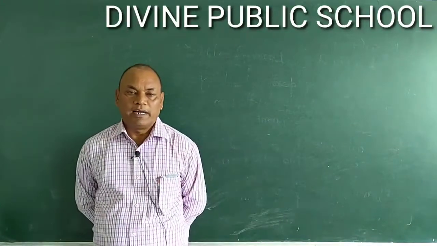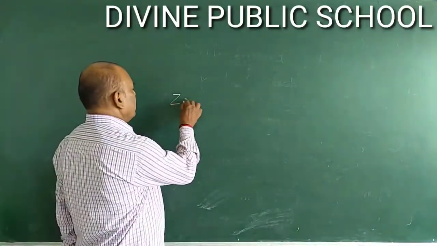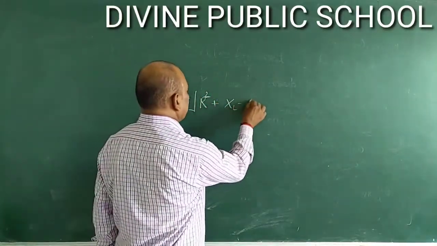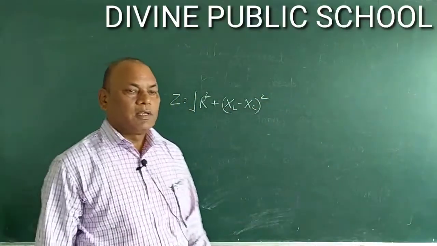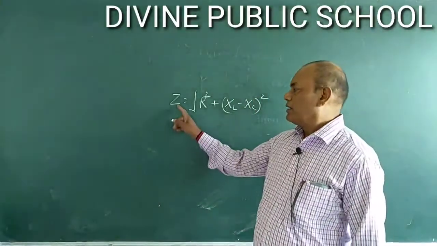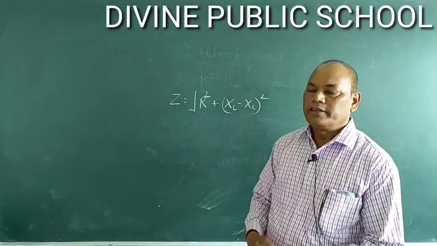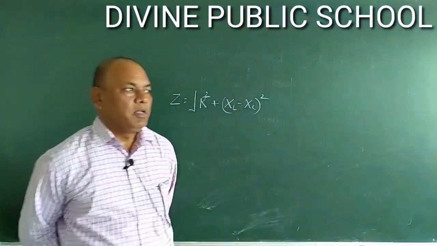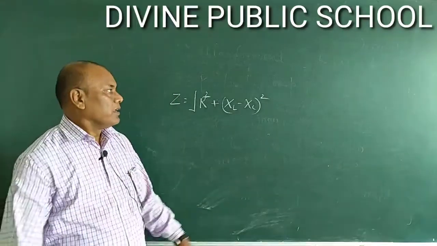As you are already aware, Z is equal to under root R square plus (XL minus XC) whole square. The condition for resonance is that the value of Z should be minimum and the current should be maximum. In that case, there will be a resonating condition in LCR circuit.